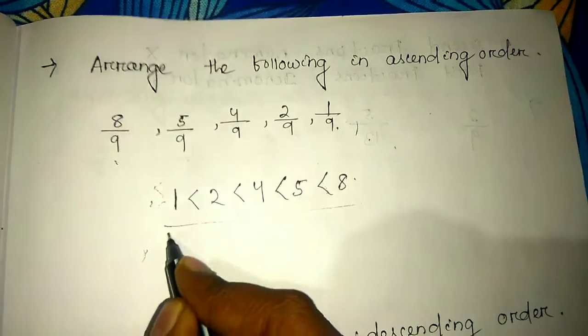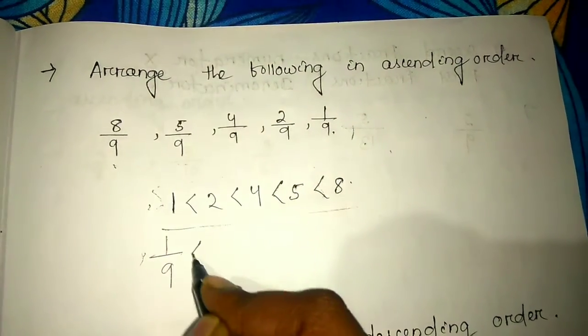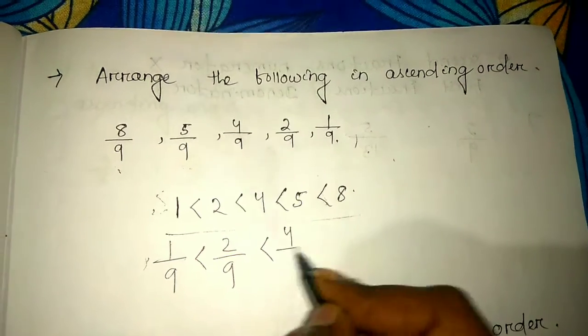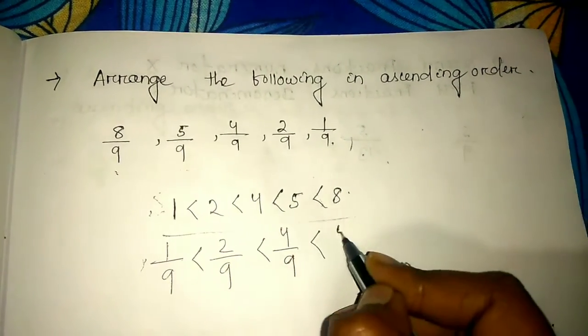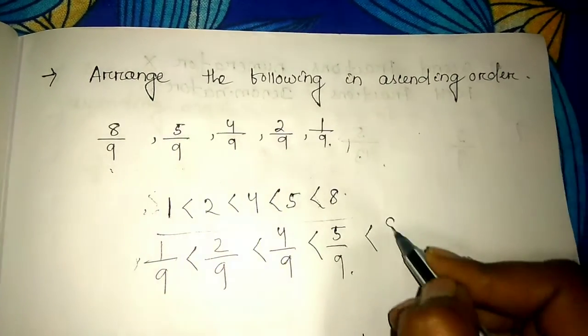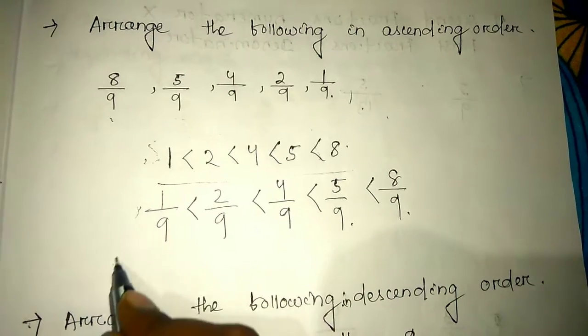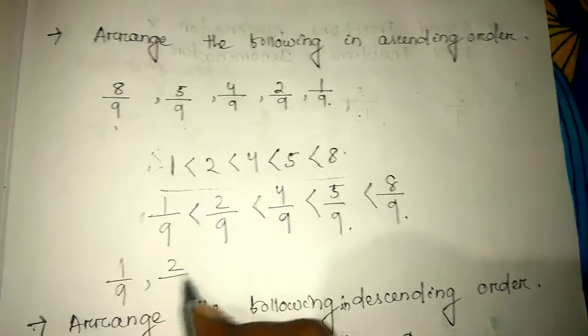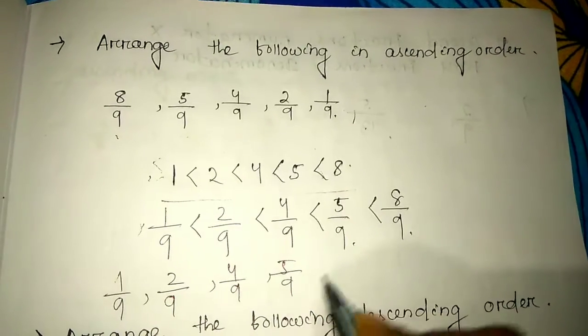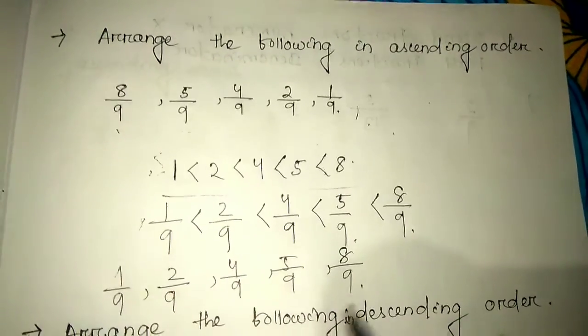So here 1 by 9 is less than 2 by 9. Here it is less than 4 by 9. Then 4 by 9 is less than 5 by 9. And 5 by 9 is less than 8 by 9. So the ascending order of these fractions is 1 by 9, 2 by 9, then 4 by 9, then 5 by 9 and 8 by 9.